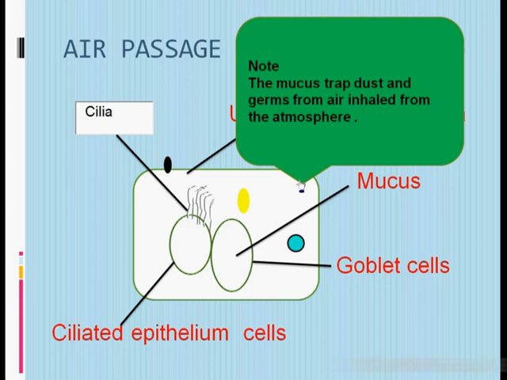You realize that this was yellow before, and then it turned black? Yeah, so it trapped the dust and germs, so it turned black. From the air inhaled, because the air actually came in. It came in black, if you saw that before, from the atmosphere.